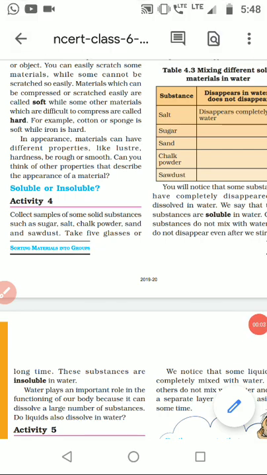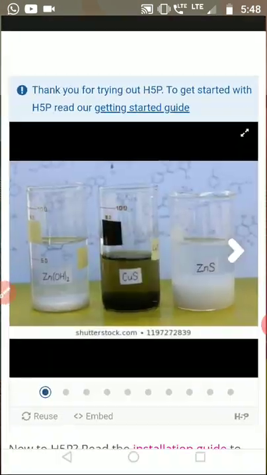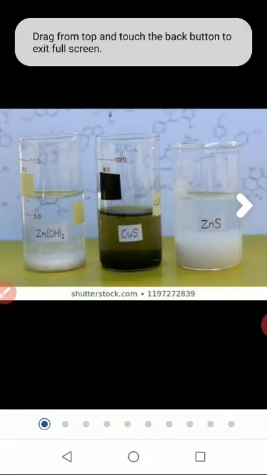In this video we are going to discuss grade 6 chapter 4, page number 29 and 30, soluble and insoluble and float and sink topics. So before starting this topic, let me show you a presentation which I have with me here.